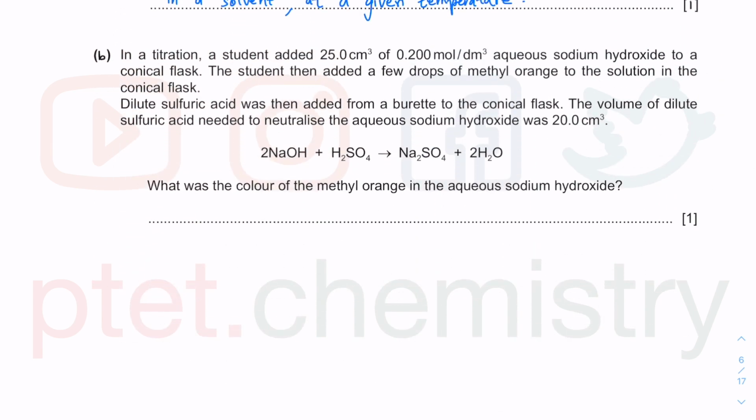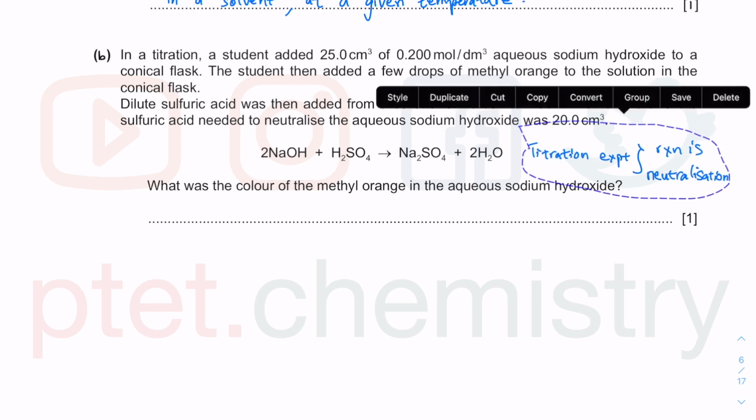Next up, what do we have? We basically have a titration experiment. The experiment is called titration, but the reaction is neutralization. Titration is an experimental technique. Titration is not the type of reaction. The type of reaction is between the acid and the base.